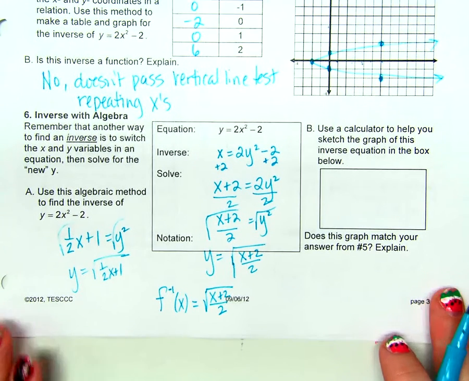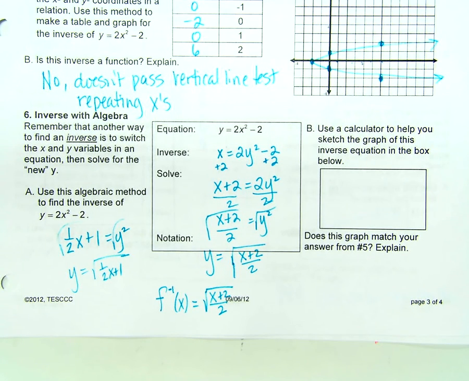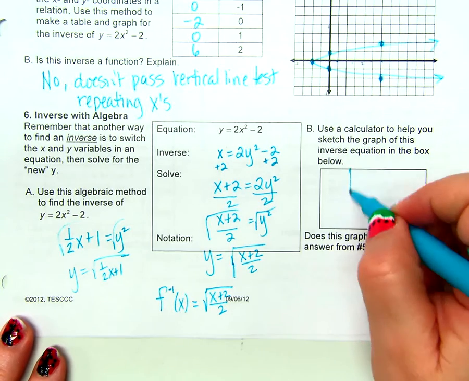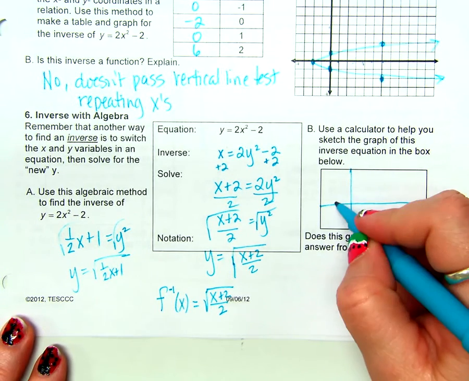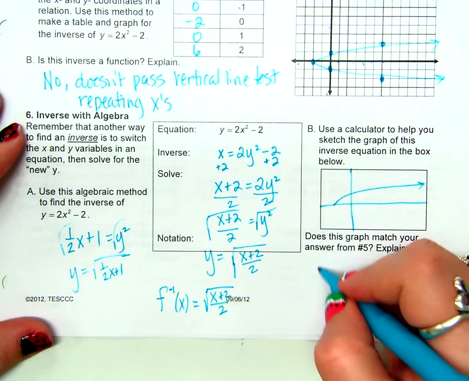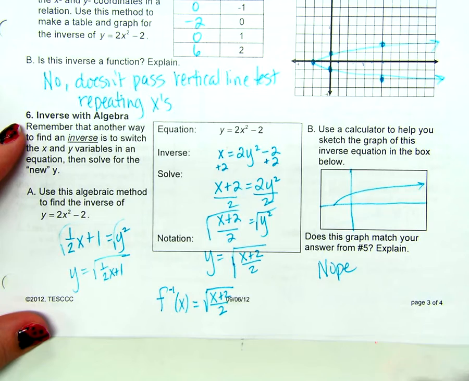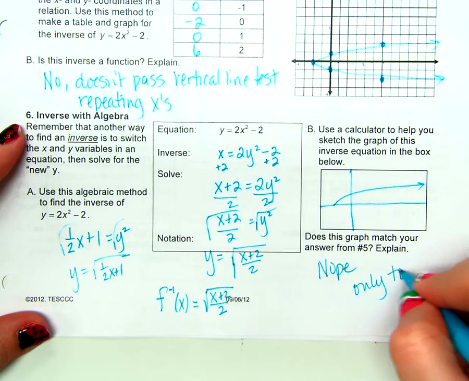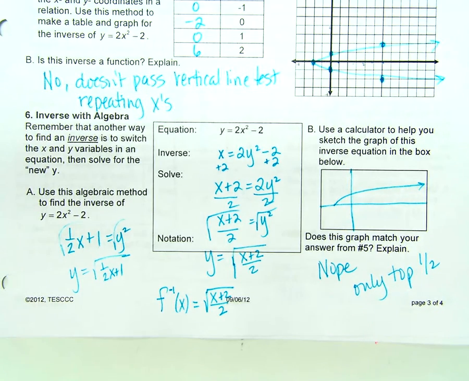Use a calculator to help you sketch the graph of the inverse below. Oh my gosh, you are so great today. Wouldn't it just be the top half of it? Yeah, absolutely. Does it match your answer from number 5? No. Nope. Why? It's only half. That's only the top half, in fact. Okay? Any questions? Uh-huh. How come when you divide by 2, you divide by 2? Because you don't know the square root of it.